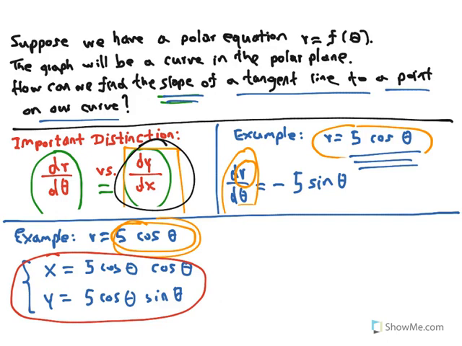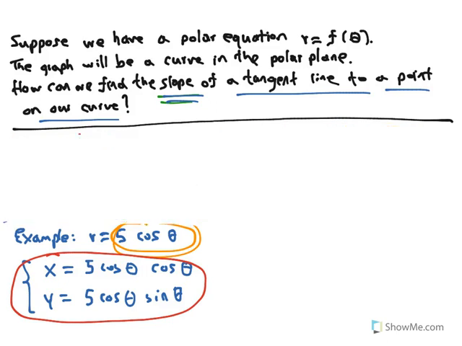Suppose we have a polar equation r is equal to f of theta. The graph will be a curve in the polar plane. How can we find the slope of a tangent line to a point on our curve? So we need to find dy dx. With our specific example, we began by writing our polar equation as a set of parametric equations using the coordinate conversion equations. So we're going to do that in general.